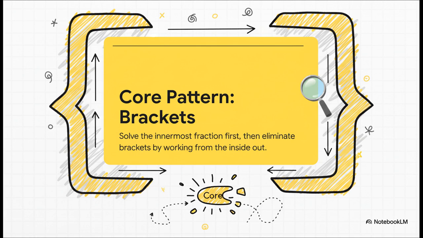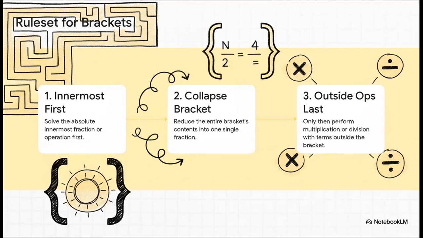You always, and I mean always, solve the absolute innermost part of the expression first. Once you solve that, you collapse it into a single fraction. Then you just work your way outwards, one layer at a time. It's like peeling an onion. So the rule set just reinforces this idea.